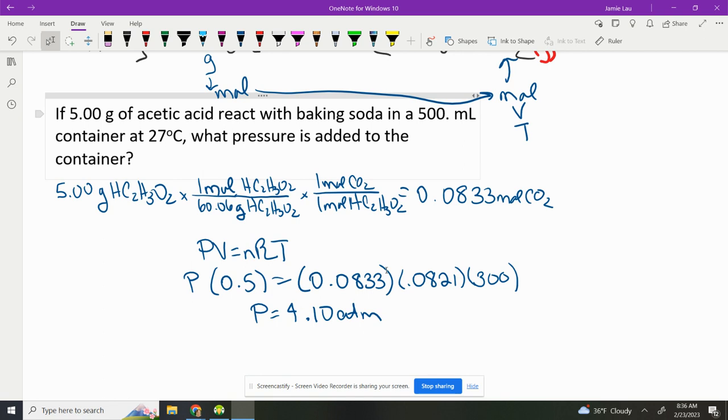Okay. What'd you do? 500? I think it's 500, because it's 500 milliliters. But it's got to be liters, right? Because remember, 0.0821 is atmosphere liter per mole Kelvin.